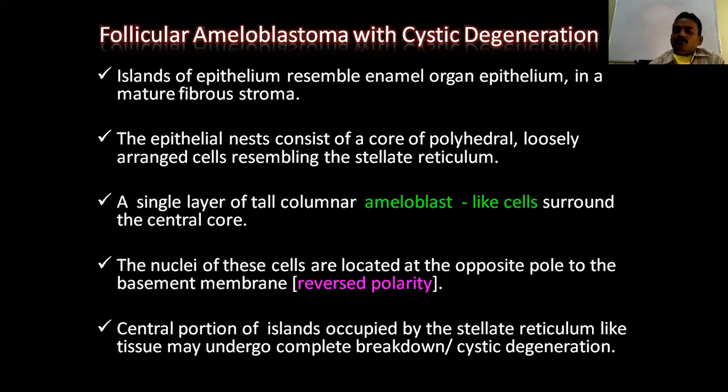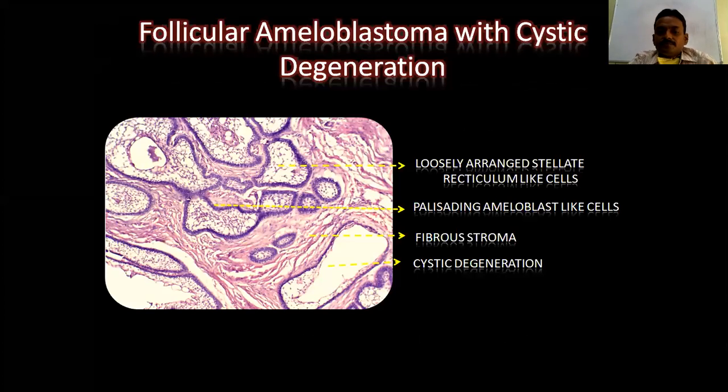The nuclei of these cells are located at the opposite pole of the basement membrane, which shows the reverse polarity of the cells. The central portion of islands occupied by the stellate reticulum-like tissue may undergo complete breakdown or cystic degeneration. It is called the cystic degeneration of the cells. Here you can appreciate the cystic degeneration in the right side down portion.